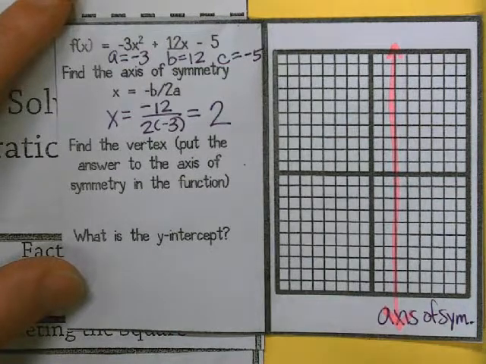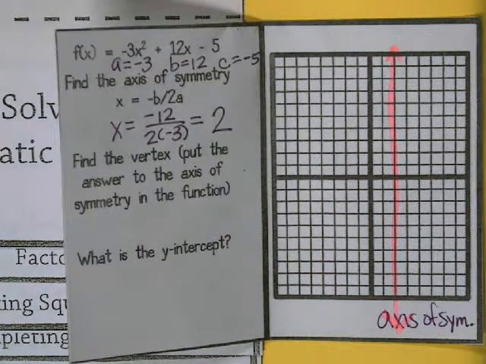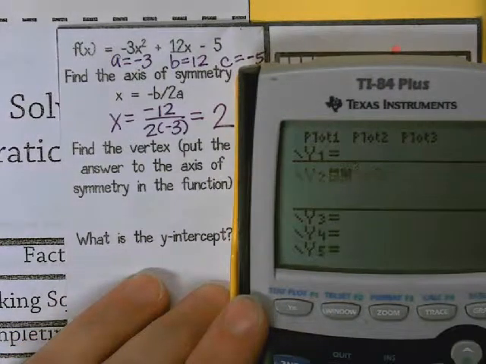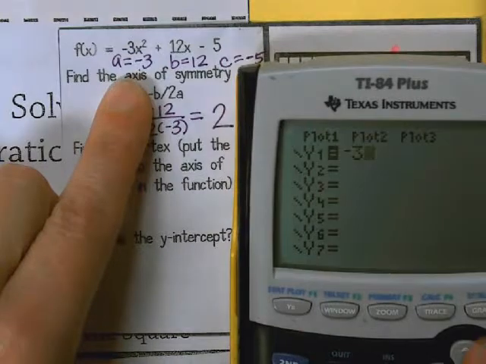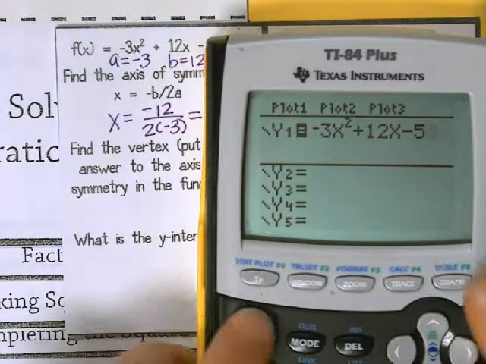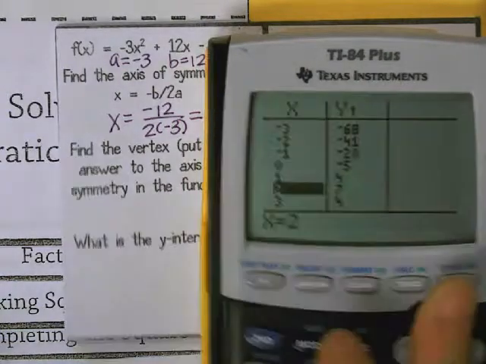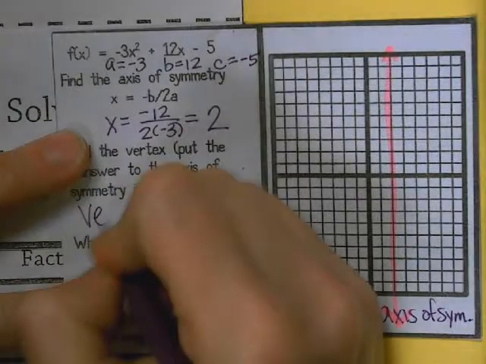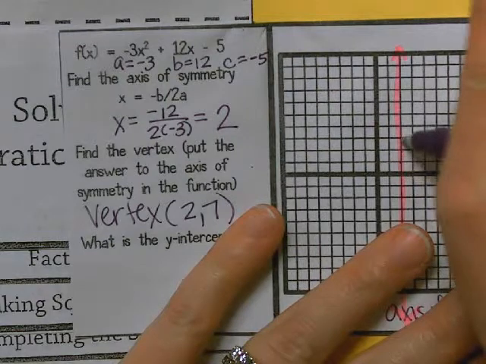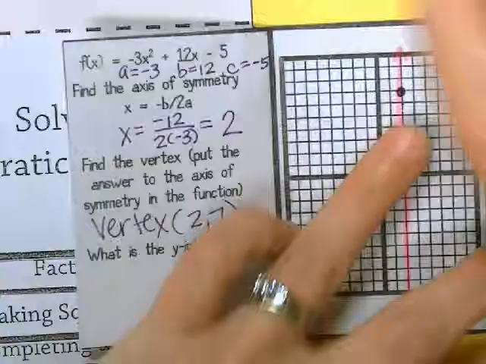Okay. So the vertex is going to be, I'm just going to type this equation into the calculator to find my vertex. I know it's going to be at x equals 2, so I'm going to look at my table and see what the y value is. So negative 3x squared plus 12x minus 5. I like to use my tools to my advantage. So it's (2, 7), okay? So the vertex is at (2, 7). So 2, then 1, 2, 3, 4, 5, 6, 7. And put a dot. There's my vertex.